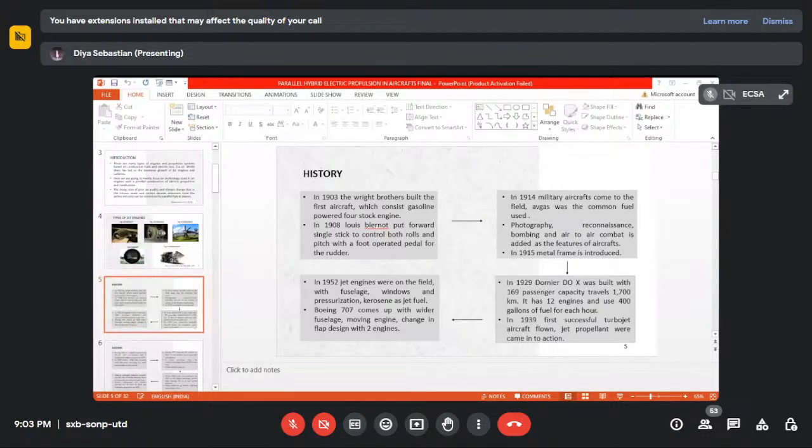Then, during the takeoff period of an aircraft, 70% of the fuel is used. Because of the gravitational pull and also the thrust, we just need to provide it. So this 70 percent of the fuel could be saved by introducing parallel hybrid electric planes.